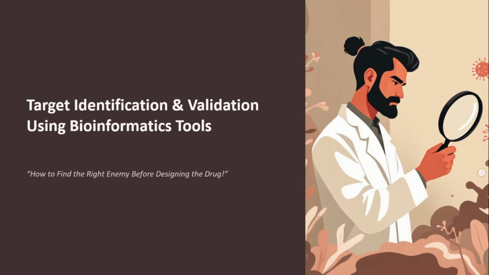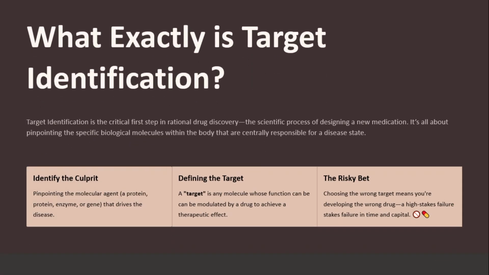Before we design a drug, we need to know who we are fighting against. You can't win a war if you don't know your enemy, right? So, target identification means finding the specific molecule inside the body that's responsible for a disease. Think of it like this: if the body is a city and disease is a crime, we are trying to identify the criminal behind it. Sometimes it's a protein that's gone rogue, sometimes a gene that's misbehaving, and our job is to find that bad guy. So identify the culprit, define the target, the risky bet.